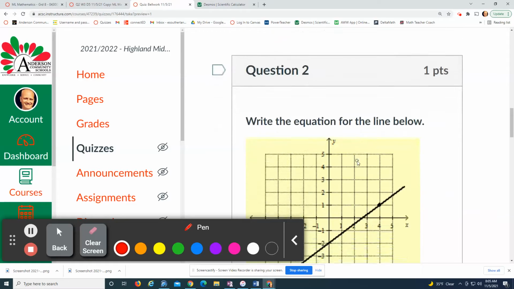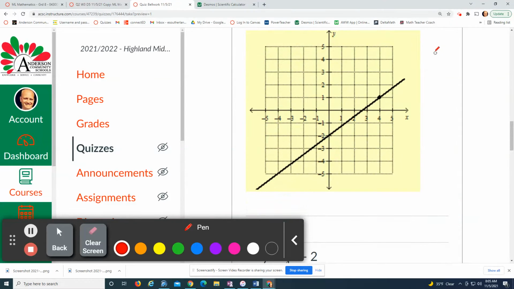Looking at number 2, I still have to find the same thing. I need to know what B is, and I need to know what M is. B again is the y-intercept. What's the y-intercept on this one? Not 2. No, look closer. You're close at the 2, but you're missing something. No, stop guessing. Negative 2.